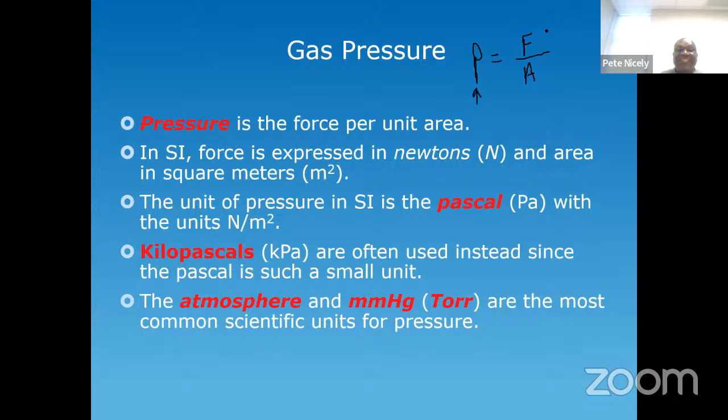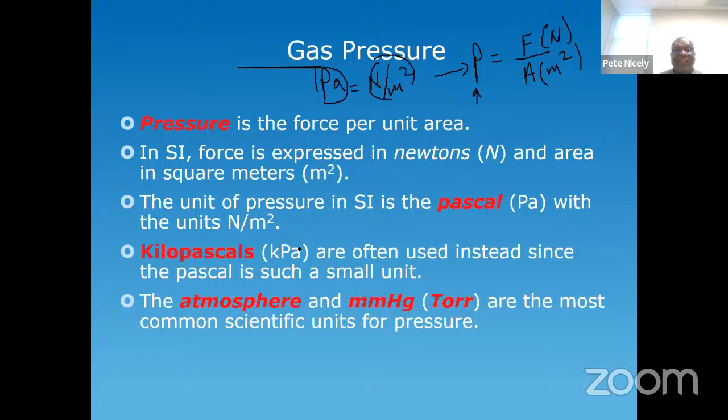Now, the SI unit of force is newtons, and the SI unit of area would be meters squared, which means that based on this equation setup, the units of pressure would be newtons per meter squared. And there's a special name given to this collection of units. It's called the Pascal unit, abbreviated Pa. So whenever you see Pascal, it means the same thing as newtons per meter squared.